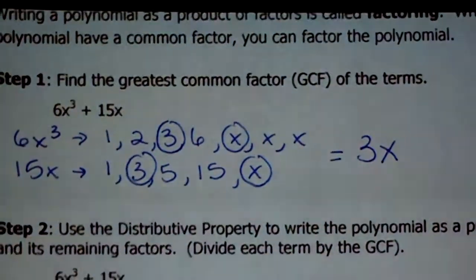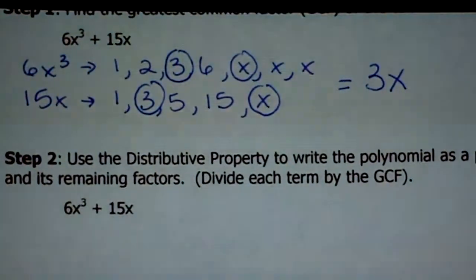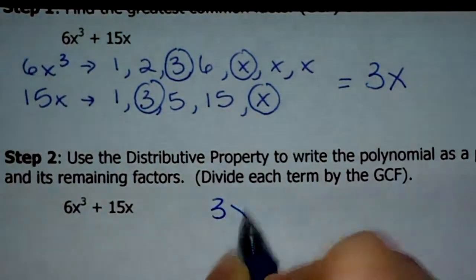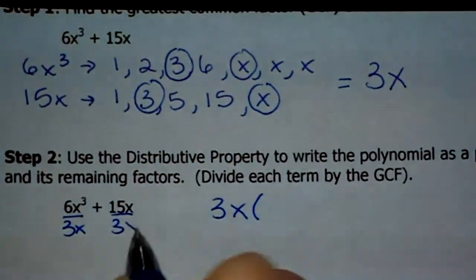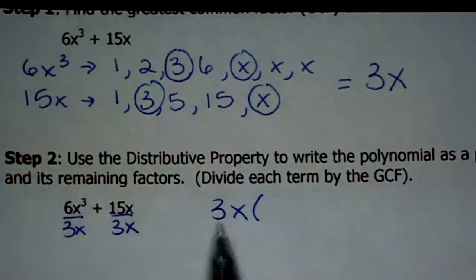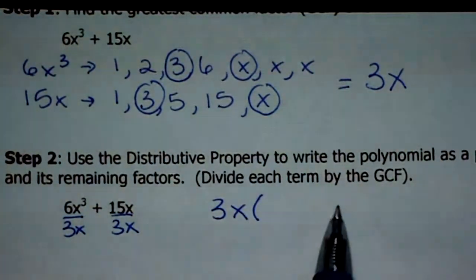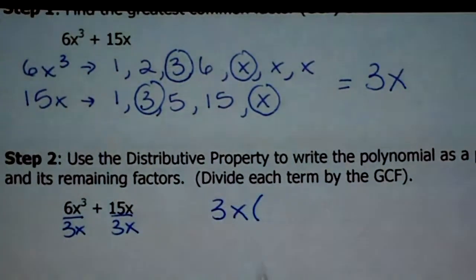Then your second step is to use the distributive property to write a polynomial as the product of the GCF and its remaining factors. So product means multiplication, right? So I'm looking at what are the factors I can multiply together to get this. All we have to do to figure this one out is write 3x on the outside, and that's what we're removing from each. So to figure out what goes inside of those parentheses, I know that one of the factors is the GCF, and now I need to know what other factor I can multiply this by to get the product of this.